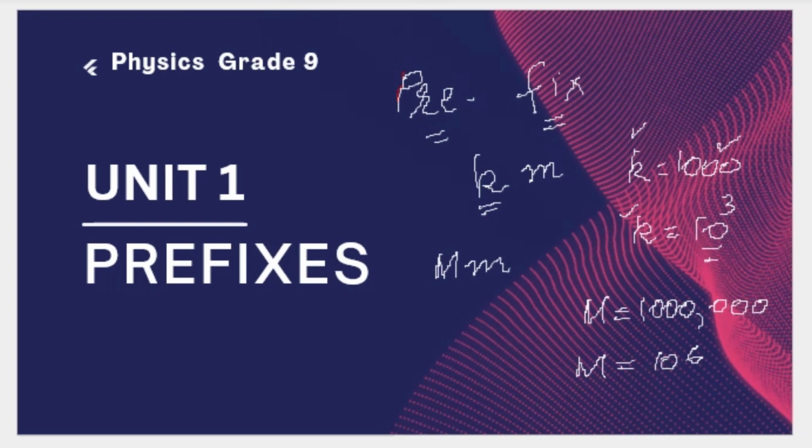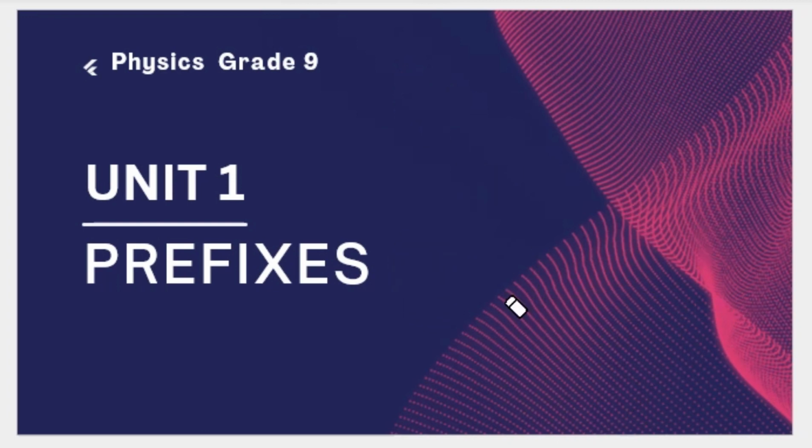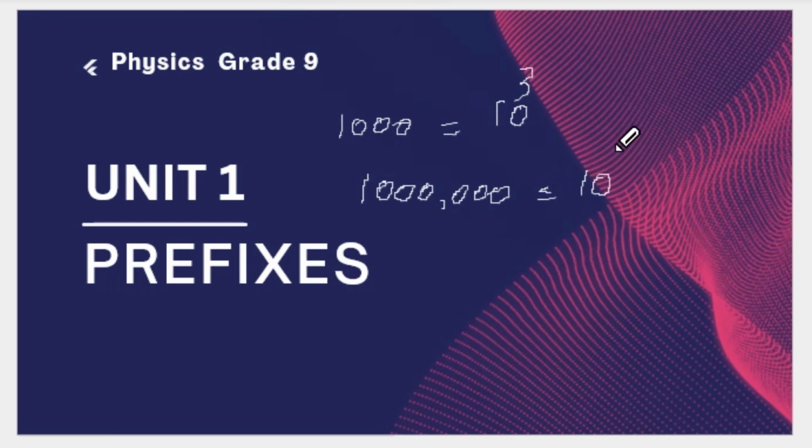Now the question arises, why do we use these prefixes? Sometimes we come across very large numbers or very small numbers. The large numbers have a larger number of digits or a larger number of zeros with 1. For example, if there are 3 zeros with 1, it is called 1000, and 1000 is written as 10 to the power 3. If there are 6 zeros with 1, then it is called 1 million, and this 1,000,000 can be written as 10 to the power 6.